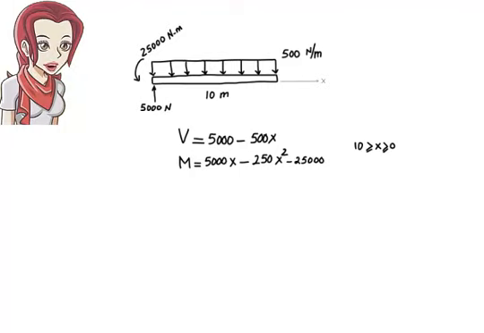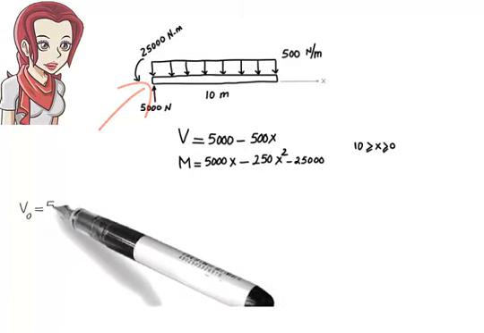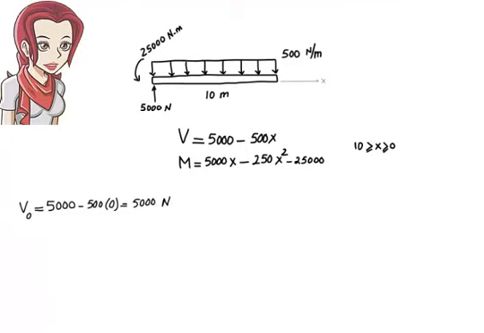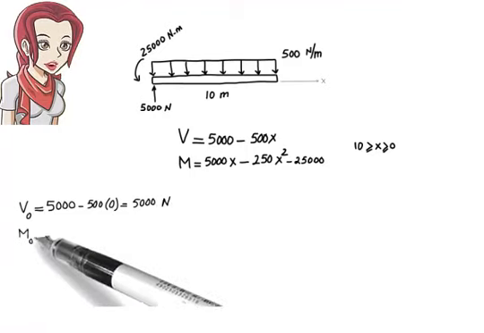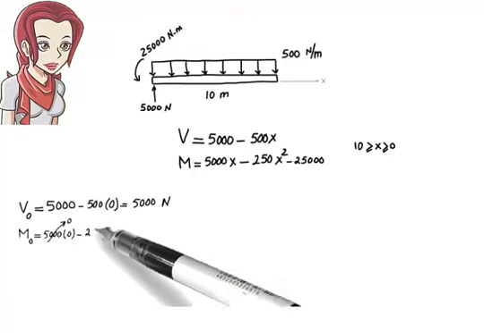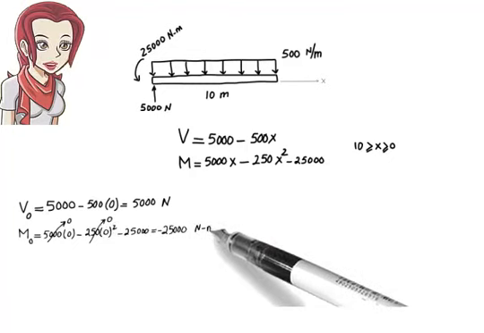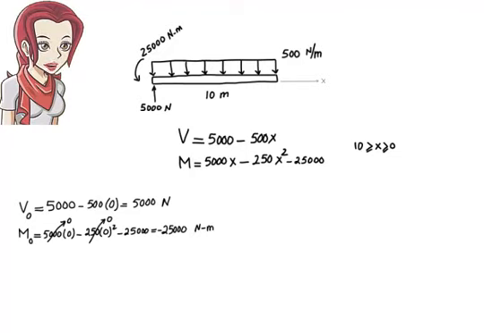For example, what is shear and moment at the left end of the beam where x equals 0? V of 0 equals 5,000 minus 0, or 5,000. M of 0 equals 0 minus 0 minus 25,000, or negative 25,000. Notice that these are the support reactions. The equations correctly give us the support reactions for shear and moment when x equals 0.